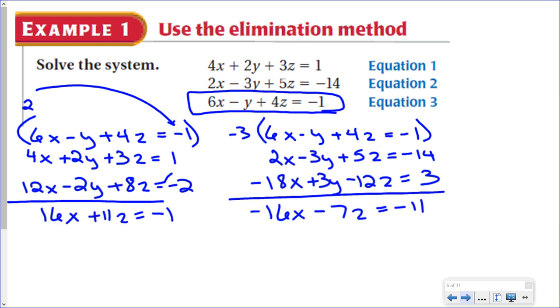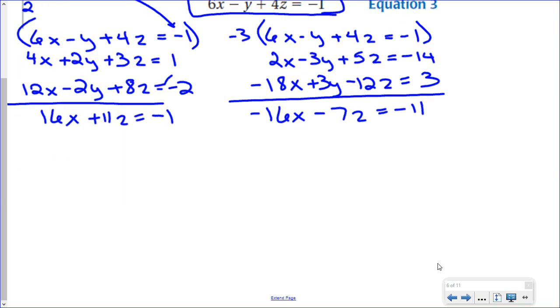Okay, guys, so I got the y to eliminate on both the first set and the second set. So what I do now, and this is the part you guys were good at, is take those two equations and set them right beside each other.